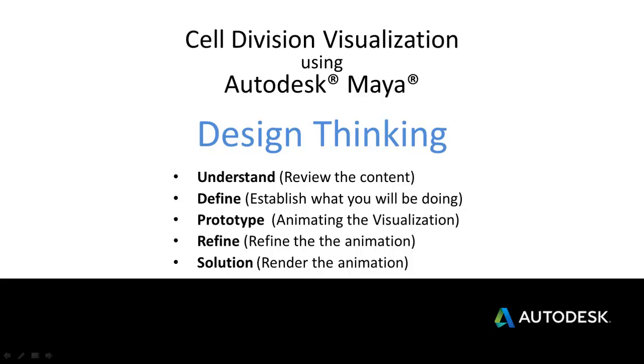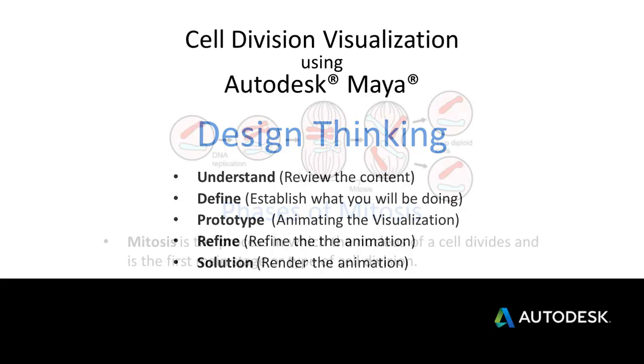In this project, we'll look at a visualization of cell division constructed using Autodesk Maya. To start, we'll use design thinking: understanding first, reviewing the content and the scientific backing and examination of what we're doing; defining and establishing what we will be doing in the visualization; making a prototype, getting the first pieces going; refining; and finally in a solution, rendering out the animation.